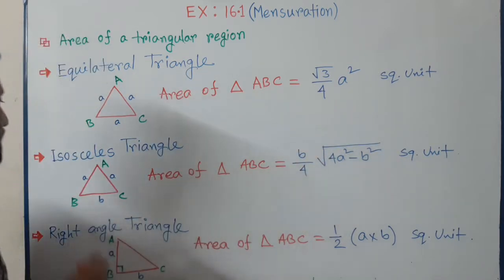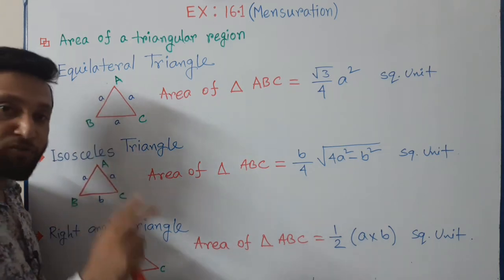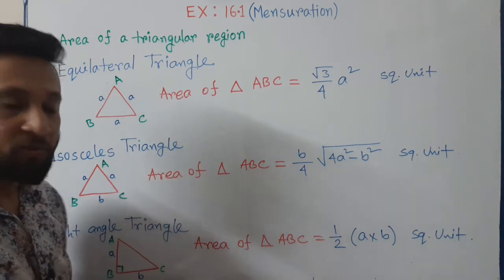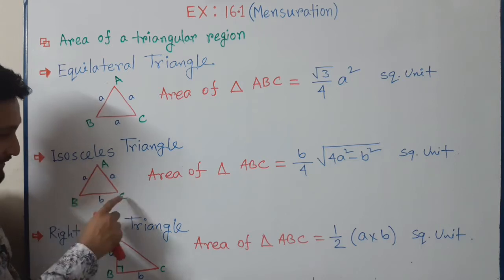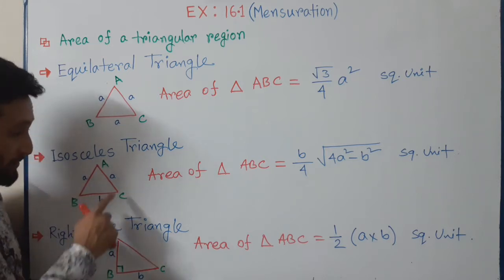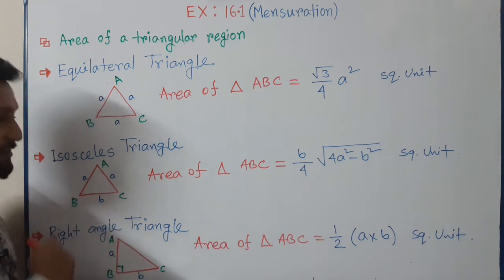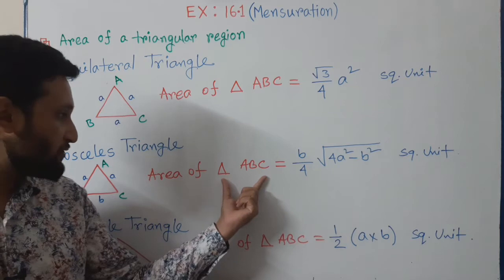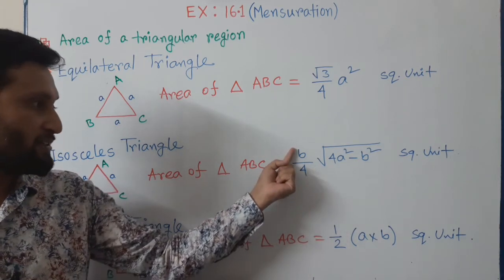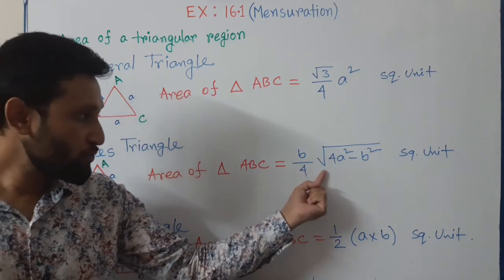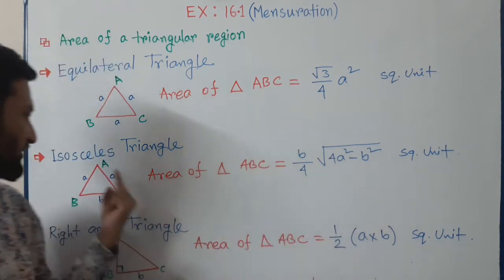Now isosceles triangle. An isosceles triangle means in a triangle any two side lengths are equal. Suppose ABC is an isosceles triangle where AB and AC are two equal side lengths measuring A unit, and BC is the base B. So the area of this isosceles triangle ABC equals B by 4 times the square root of 4A square minus B square, where 4A square means the equal side length squared.